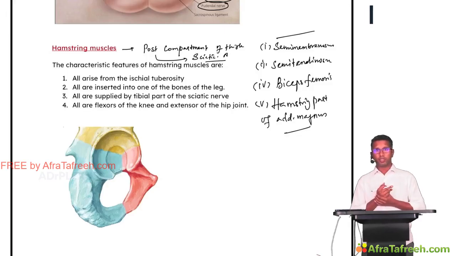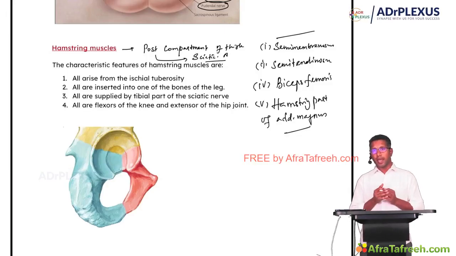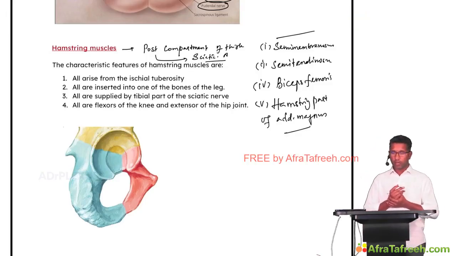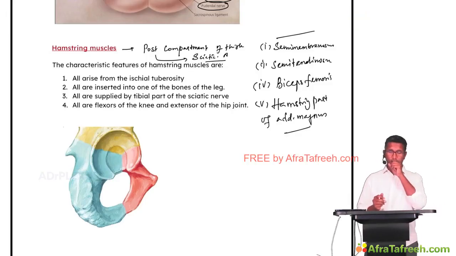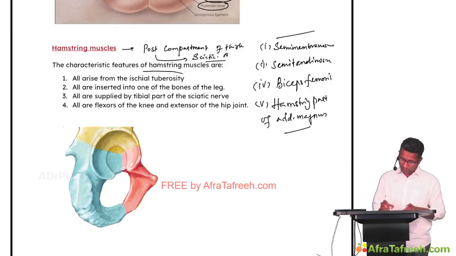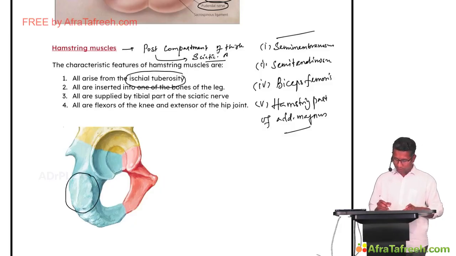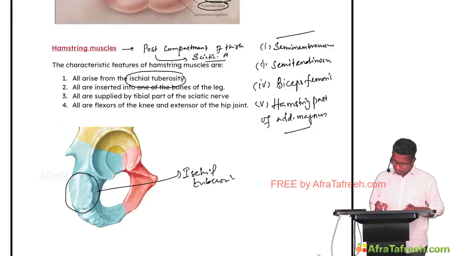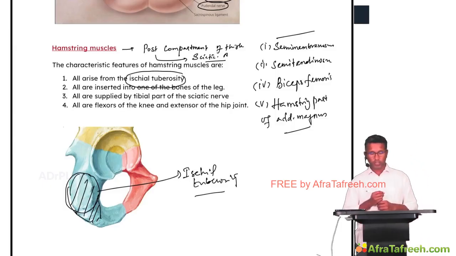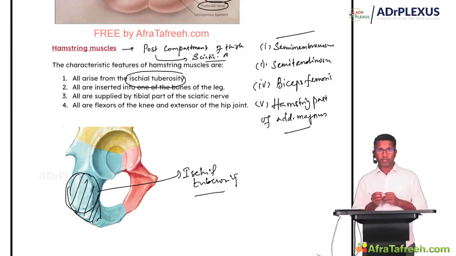These are the muscles of the hamstring region, and these muscles carry a common characteristic. All these muscles arise from the ischial tuberosity. So this region is called the ischial tuberosity. All these muscles arise from this ischial tuberosity, guys, okay. So that is one common feature of the hamstring muscles.